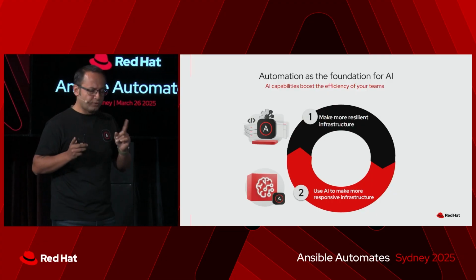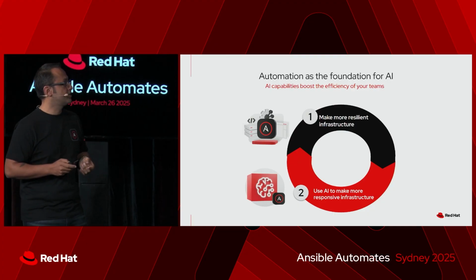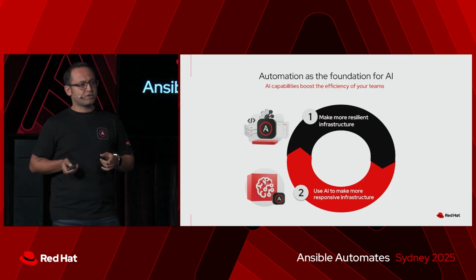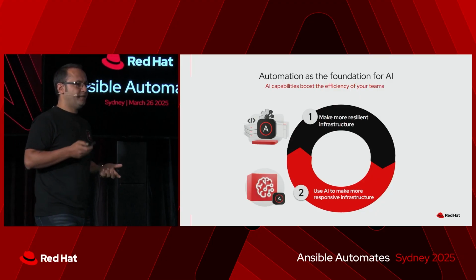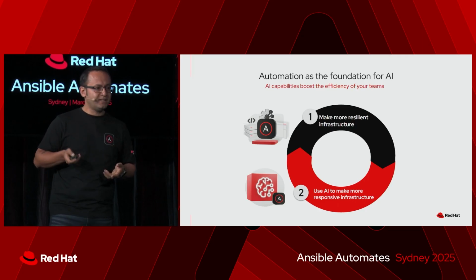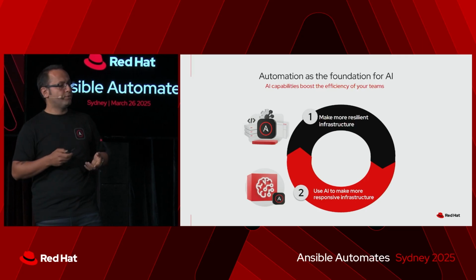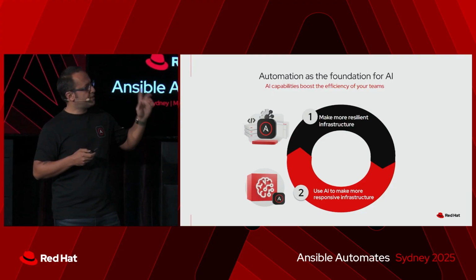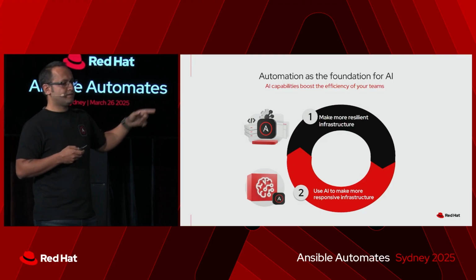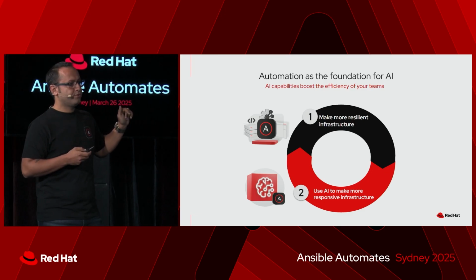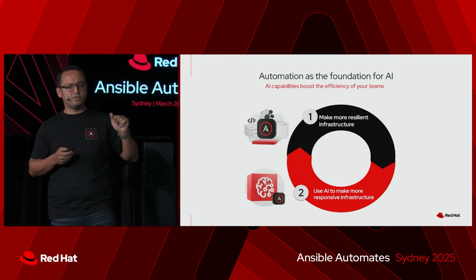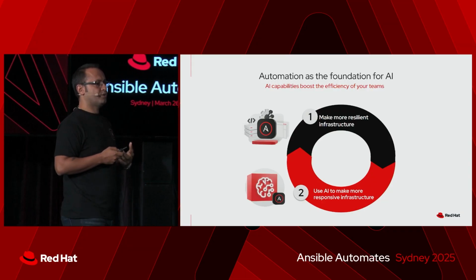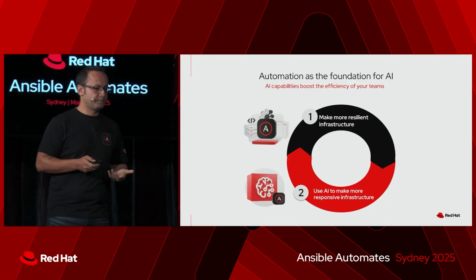But it can work both ways, as the diagram shows us. You can use automation to make the infrastructure more resilient, and you can use AI to make the infrastructure, which is the opposite direction, more responsive. I love it when I see the arrows moving in opposite directions, because it tells me that the black arrow here is the standard automation. The red arrow is the response automation. We are responding to something. That's where we are leveraging a lot of EDA.